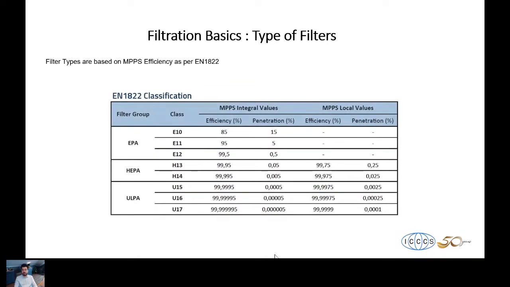And the types of filters and their efficiency based on this MPPS value, according to EN 1822, are given in this list. The classes go from E10, which is the lowest efficiency, with a penetration of 15% giving us an efficiency of 85%. As you can see, ULPA U17 goes all the way to 99.999995%, which is a very high efficiency filter.